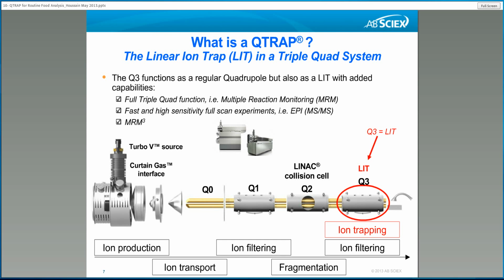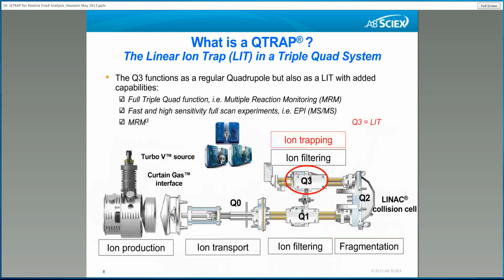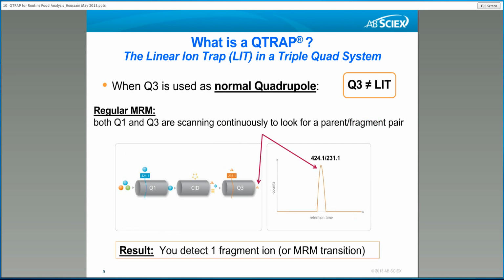Whether the AB-SCIEX QTRAP system used is a 3200 or 4000 system, having a linear ion trap, or a curved ion trap in the QTRAP 4500, 5500, and 6500 systems, the principle of the QTRAP functionalities is very similar in all AB-SCIEX QTRAP systems.